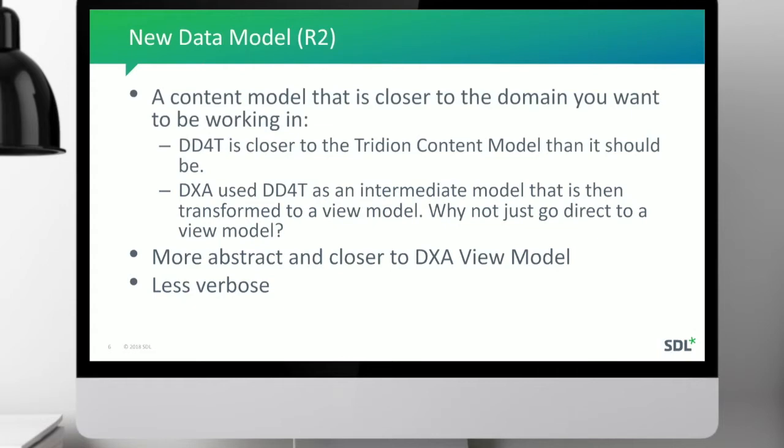And it's a little bit of history, actually. So DXA started life as part of, using DD4T. And the DD4T has its own content model. And DXA had a bunch of template building blocks publish content using the DD4T content model. And the content model that DD4T uses is quite close to the Tridion content model. And DXA's view model architecture is a lot different. So what was happening is DXA would be publishing content as DD4T content. And then in the web application, it would then transform the DD4T content model into a view model, which DXA would then use. So it was kind of like an intermediate model.